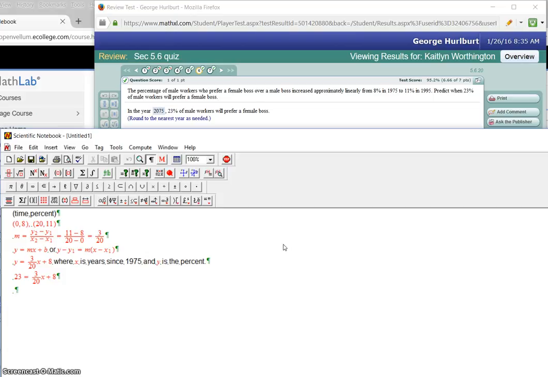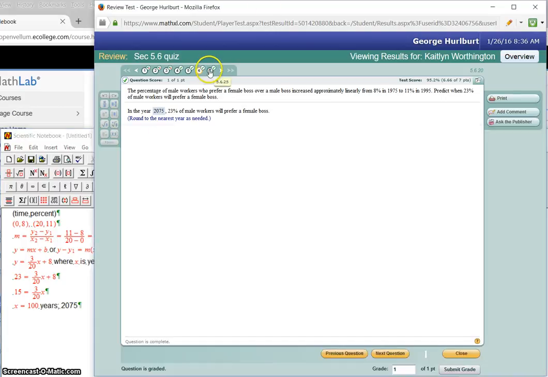I subtract 8 on both sides. 15 equals 3/20 X. And then to get the x all by itself, I multiply by 20/3. 15 times 20 over 3 is 100. So it's going to take 100 years. And since we started in 1975, 100 years would be the year 2075. Okay, I hope that helps with that one.